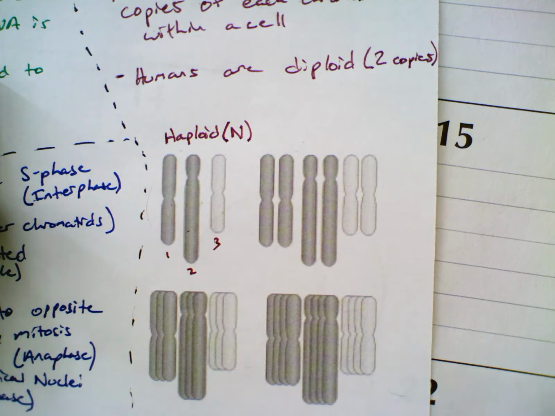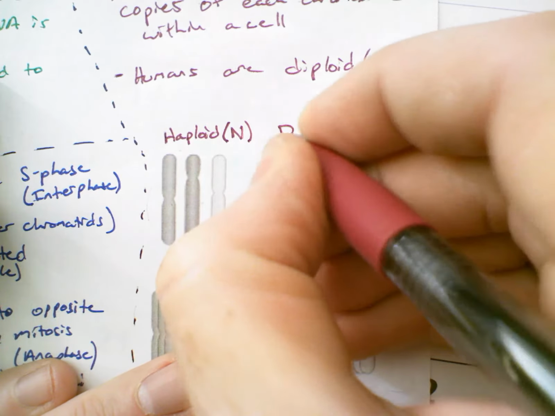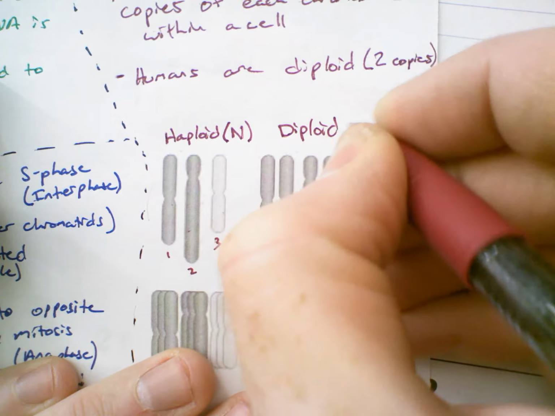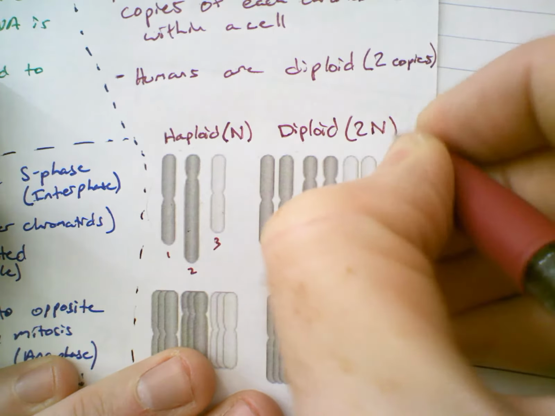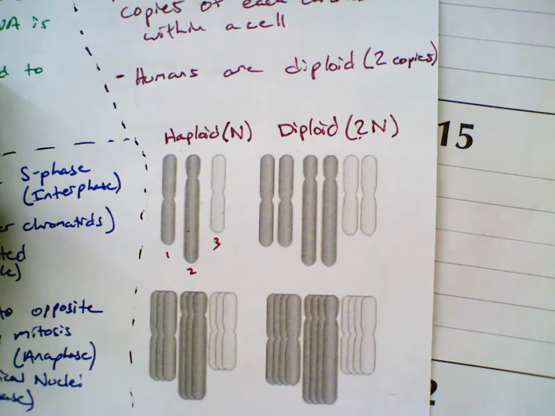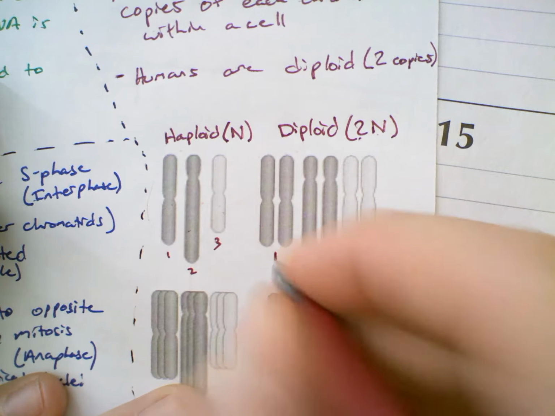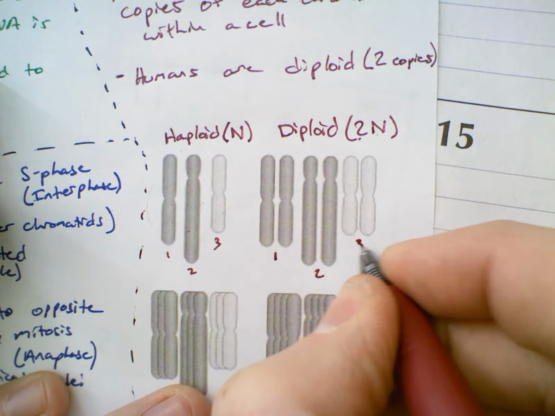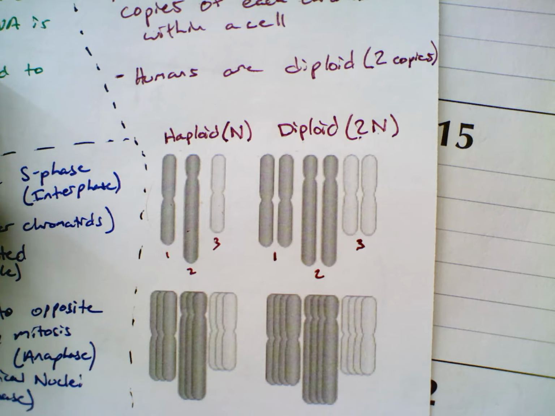The next option would be what we are in most of our cells. So most of our cells are diploid. You would call this 2N, so 2 times N, 2 times the number of chromosomes. So here we have chromosome 1, chromosome 2, and chromosome 3, and we have 2 copies of each.